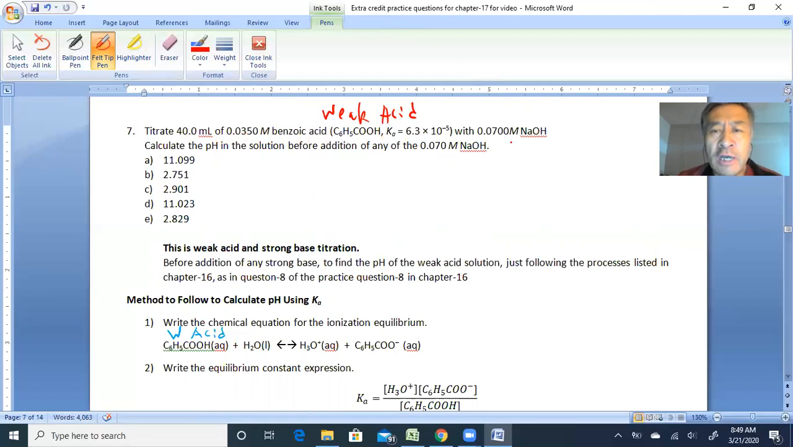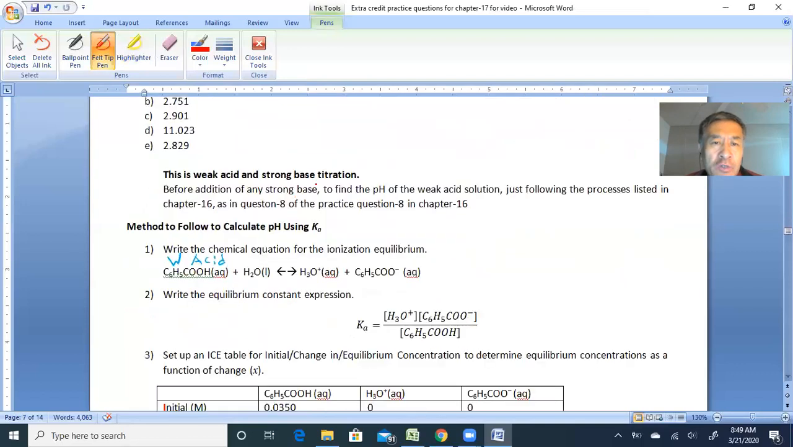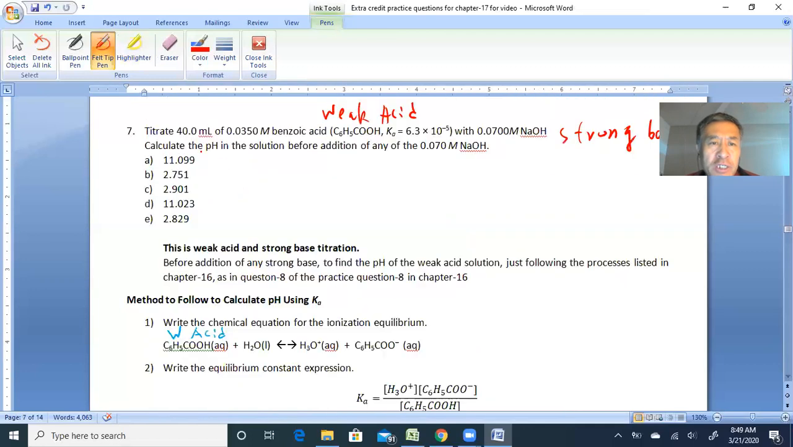And then we use our base. So this NaOH is a strong base. Okay, so therefore our titration problem becomes a weak acid with a strong base. So strong base, weak acid titration. And so this question is calculating the pH of the solution before addition of any NaOH.